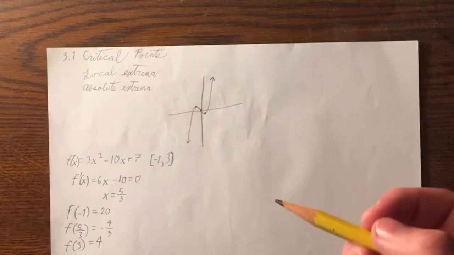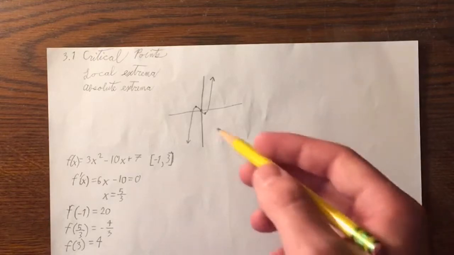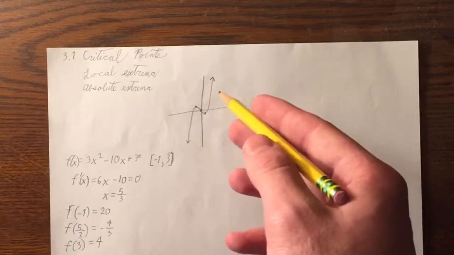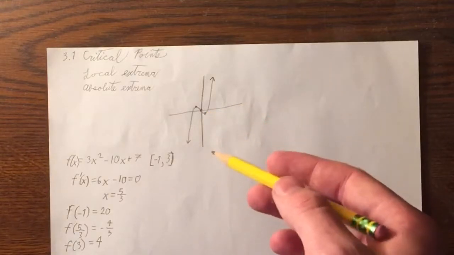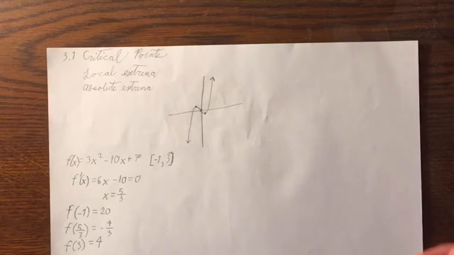Now, absolute extrema would be the absolute greatest point on the graph, or the absolute minimum point on the graph. If you'll notice here, these are arrows instead of endpoints. That means this graph will continue on into negative infinity and positive infinity. Some graphs don't have local extrema, so their only extrema are negative and positive infinity.